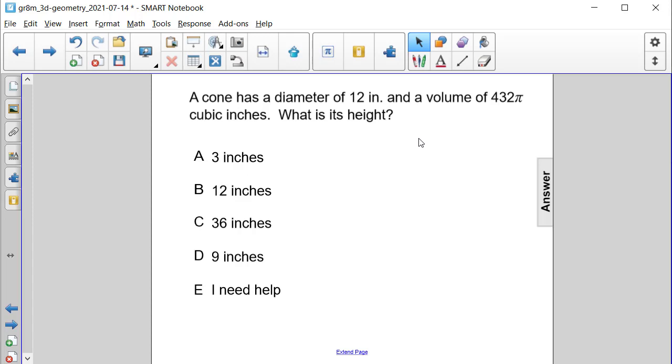A cone has a diameter of 12 inches and a volume of 432 pi cubic inches. What is its height?